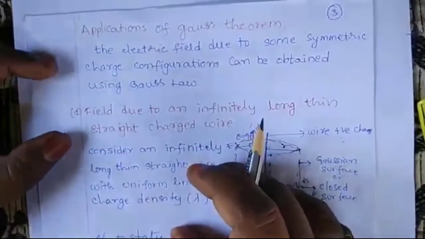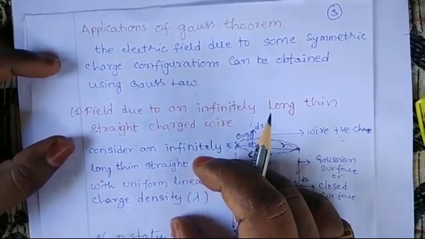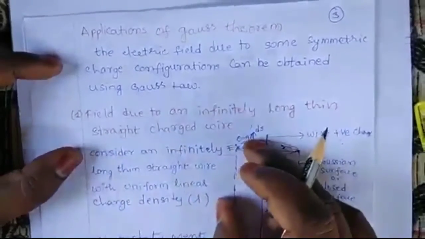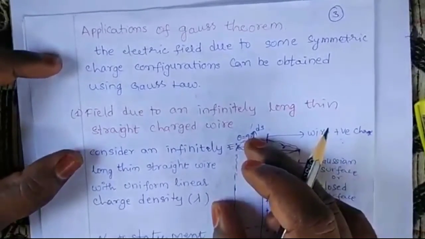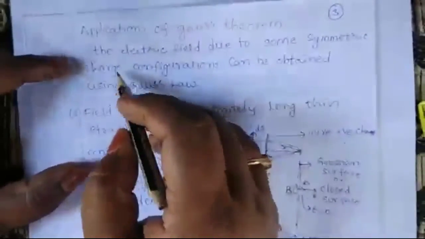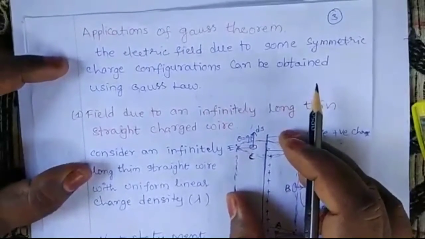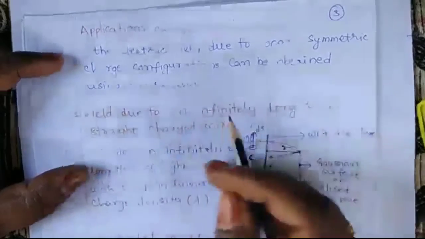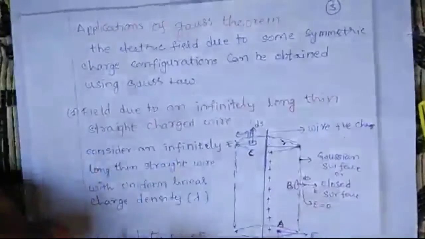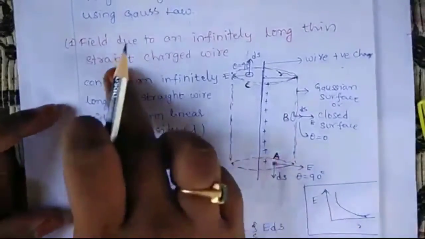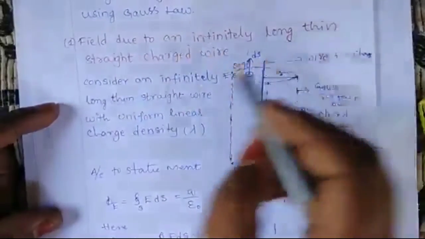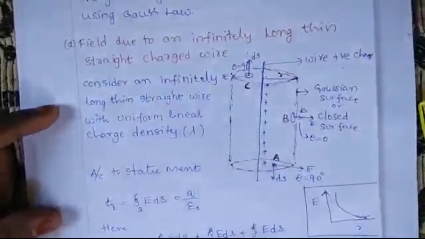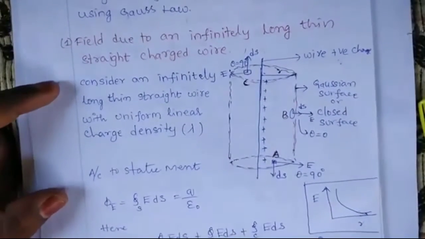Coming to the applications of Gauss theorem, which are very important. Three applications are there, and all three are very important for board exams. The electric field due to some symmetric charge configurations can be obtained using Gauss law. Coming to the first application: field due to an infinitely long thin straight charged wire.